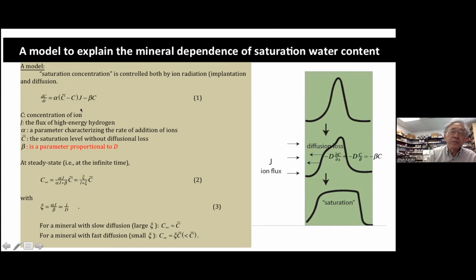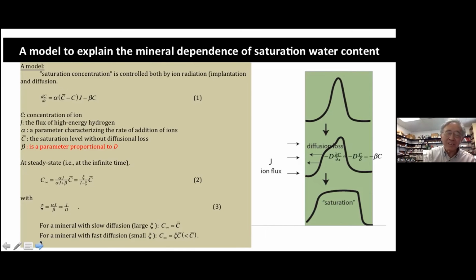One is the high energy particle implantation, and the other is the diffusion effect to reduce the hydrogen out from the sample. You can solve this for steady state very easily to find that the steady state concentration is related to the saturation concentration by a non-dimensional quantity, the Xi parameter, which is inversely proportional to the diffusion coefficient. For a mineral with very slow diffusion, namely large Xi, the asymptotic value of the concentration should agree with the saturation limit. In contrast, for a mineral with fast diffusion, like quartz, small Xi, the concentration is proportional to Xi, and therefore smaller than the saturation limit. This is the very simple theory to explain why olivine and quartz behave differently.